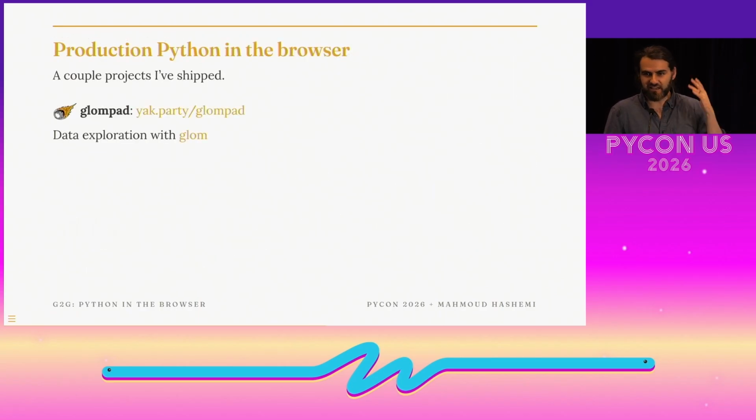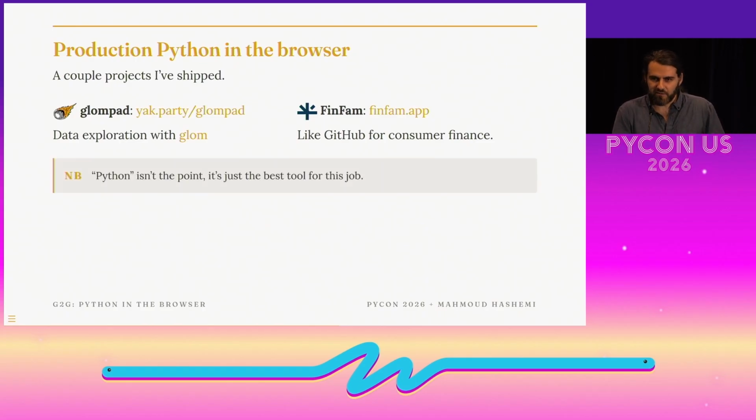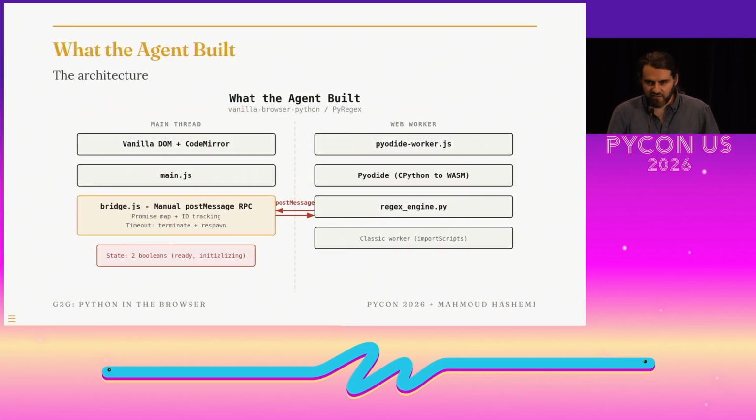So, back in 2023, I gave a version of this talk at Sentry about GlomPad, which is basically like that regex application that we built. It's the closest thing to it, and we're going to contrast those two things in this section. It's a data exploration tool on top of a library called Glom. And then in production, for the last few months, I've been running FinFam, which is basically like GitHub for consumer finance. It's like an app store for financial advice. And the key thing I want to highlight with FinFam is that none of the users know that it's Python. It just is a financial planning application that happens to, I know, use Python under the hood. So here's a reminder of what the agent built.